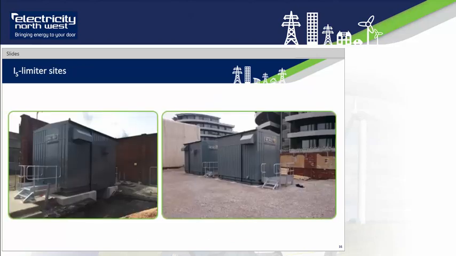These are external photographs of the IS limiter. The one on the left is at Bamber Bridge, and the one on the right is at Broadheath in Manchester. Broadheath has 2 containers during the trial. The second container is to house the bypass circuit breakers.